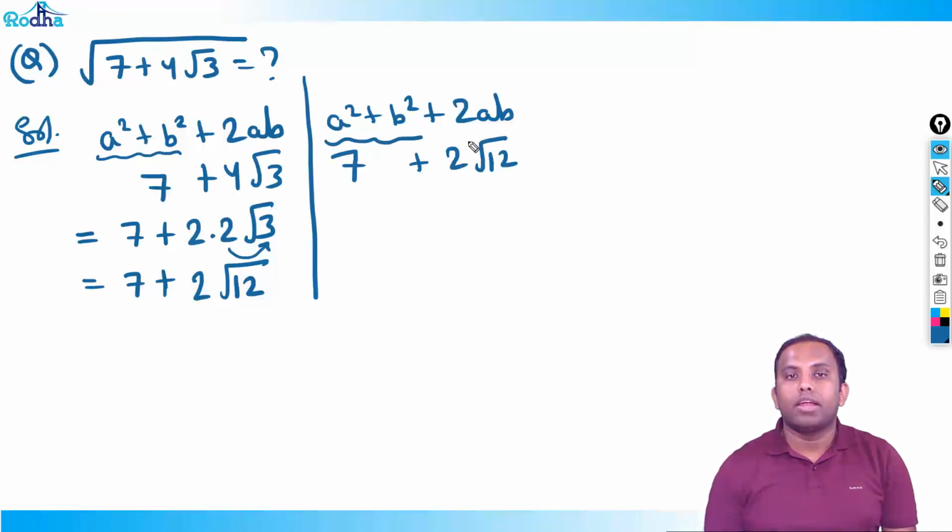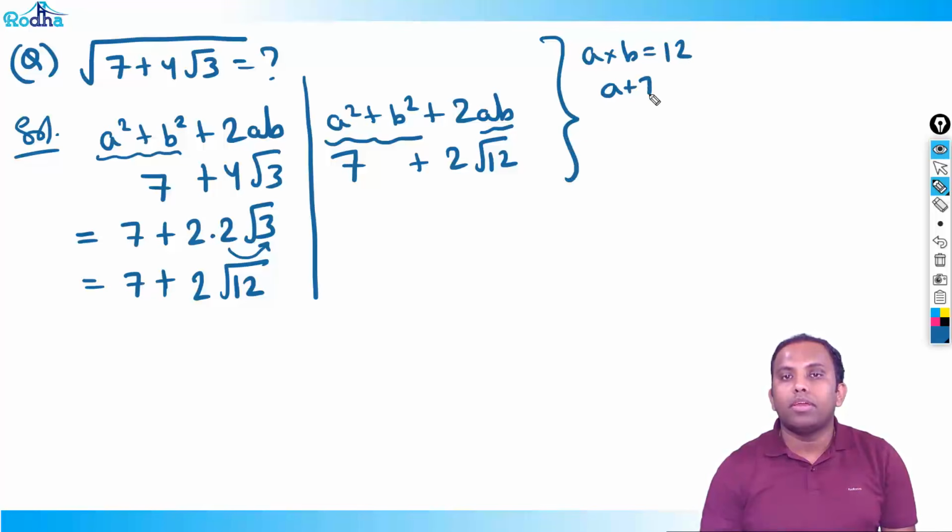This is 7 and this is root 12, right? So again we'll think like this. Remove this root from here. We'll think like a into b is equal to 12 and a plus b is equal to 7, right? Sum and product of two terms: the product is 12 because it is root only. That's why we're assuming, because it is root only. From the right side I'm taking the root out, from the left side I'm taking the square root out, so both are the same things only.